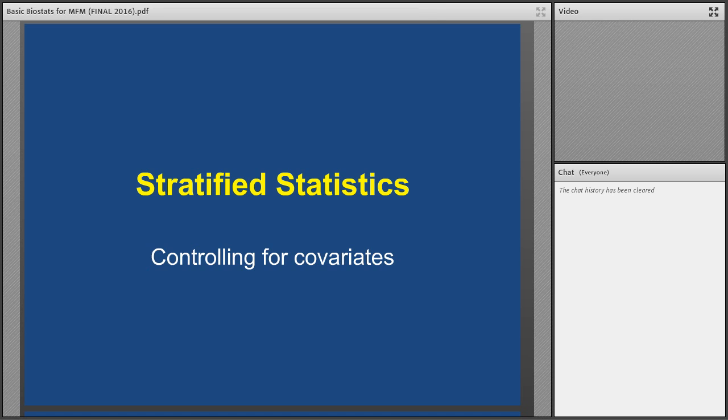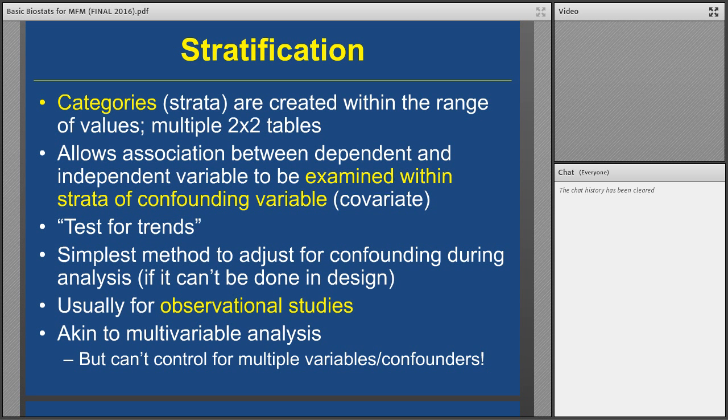So then next and finally, we can stratify our statistics. And so this is how we can group data and control for covariates. So you'll get a future biostatistics talk that will talk about how to do multivariate analysis. Stratified statistics are where we can take bivariate statistics and break them up to test for covariation. So we can stratify or break into categories within the range of values.